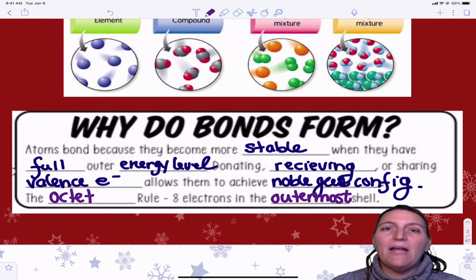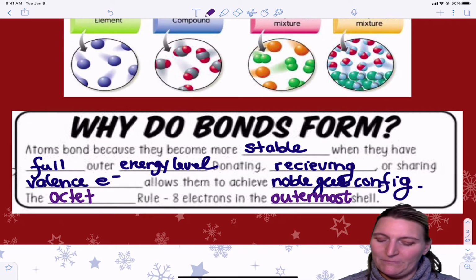Why 8? Because the outermost energy level of almost every element contains s and p sublevels. That means 1 s orbital and 3 p orbitals. Each orbital can hold 2 electrons. That's how we get 8. Almost every element, except for the smallest elements that only have 1 energy level, will be most stable when they have 8 valence electrons, because that means their outermost energy level is full.